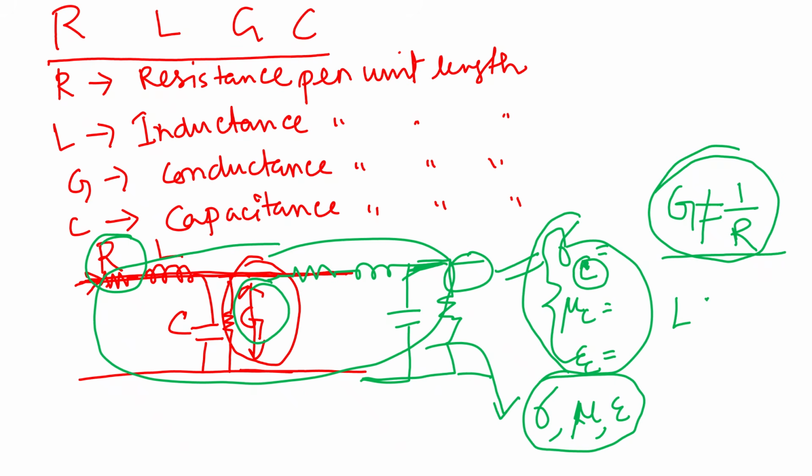So these are some important properties, and apart from that, for this transmission line there are some important relations: LC is equal to mu epsilon, and G by C is equal to sigma by epsilon. So these are two important relations related to the transmission line.